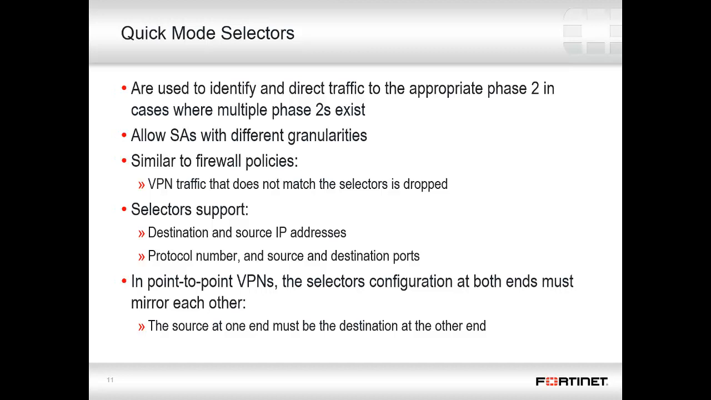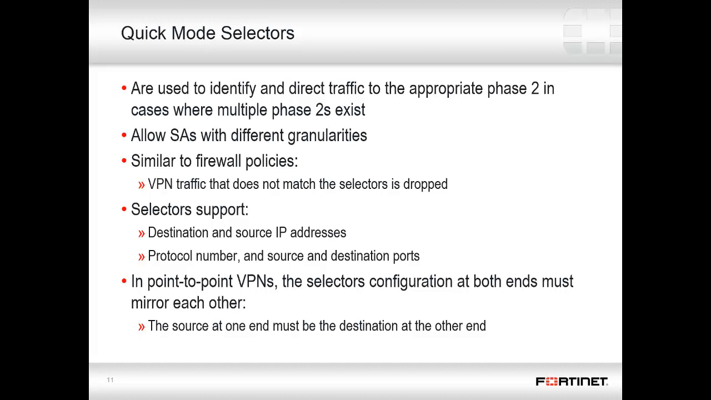The selectors behave similar to a firewall policy. The VPN traffic must match the selectors in one of the Phase 2s. If it does not match any selectors, the traffic is dropped.